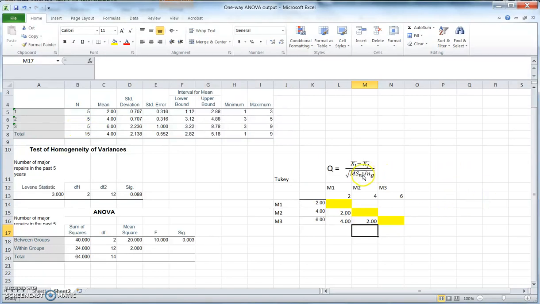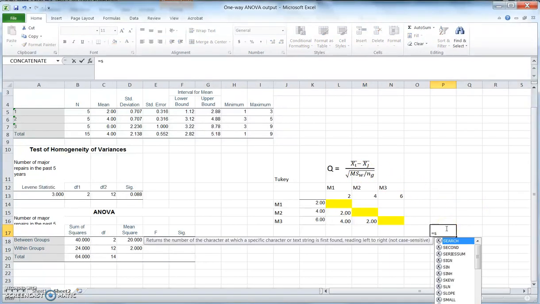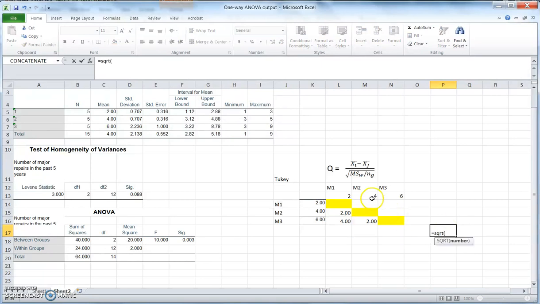So for this particular Q test, we want the square root of the ratio between the mean square within, which is right here too, over the group size, which is 5. This 0.632 happens to be the denominator of all 3 comparisons we're doing here. So what I'm going to do next is to find the observed Q statistic for all 3 comparisons I'm doing.